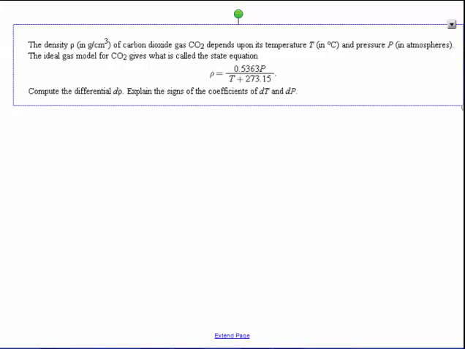So here's a slightly harder differential that we're going to be looking at. It says the density of carbon dioxide gas depends on the temperature and pressure. The ideal gas model for carbon dioxide gives what is called this state equation. So here we have density as a function of pressure and temperature. And it says compute the differential dρ.